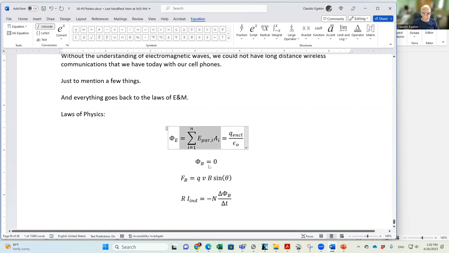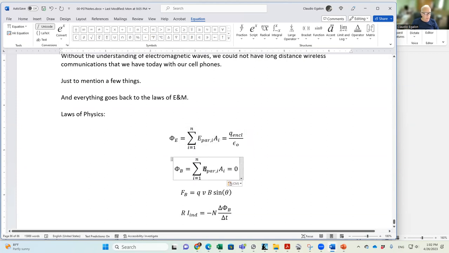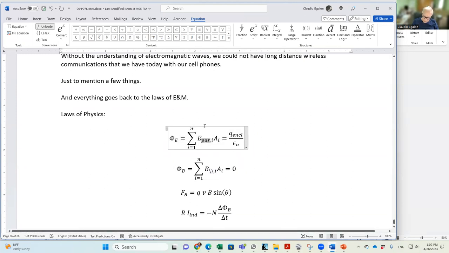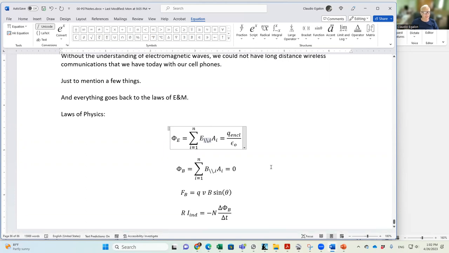You have something similar for the magnetic field, but instead it's going to be, don't forget, this is parallel, okay? They wouldn't accept the correct symbol for parallel, but they would accept this inverted symbol for parallel. It has everything to do with the software.